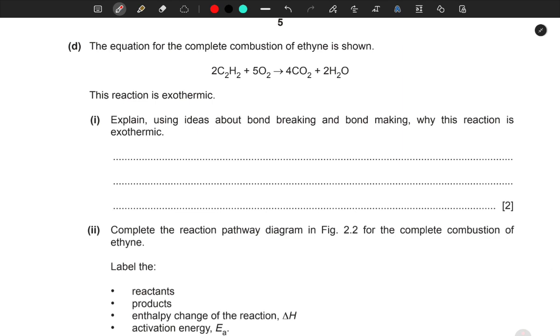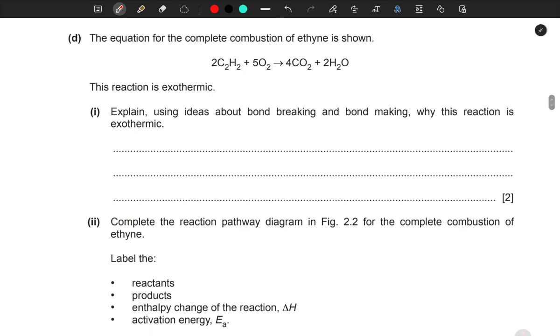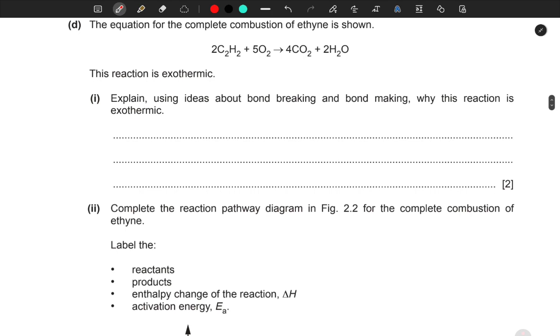Now, anytime we talk about bond breaking, we are talking about endothermic, because heat is being taken inside to break down the bonds. Sorry, when we talk of breaking, heat is absorbed, but formation, heat is being released. So bond breaking is usually endothermic, like I said, while bond making is usually exothermic.